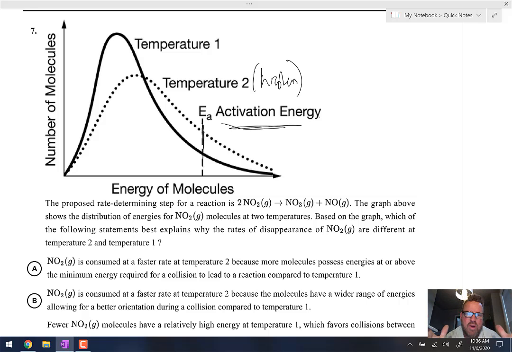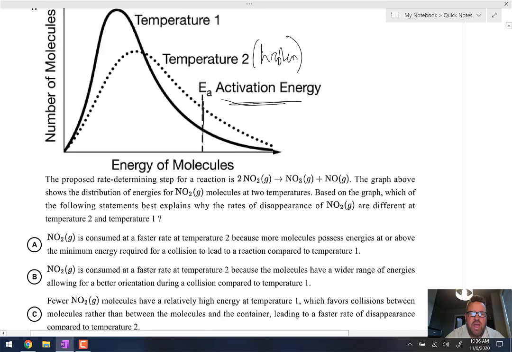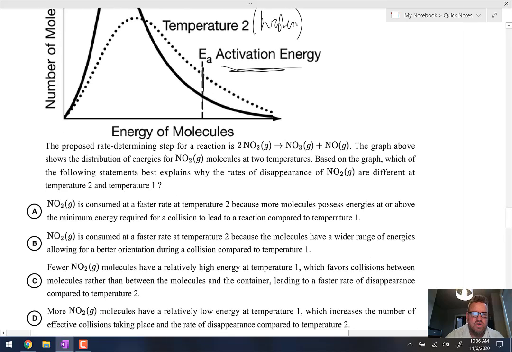Well, again, I think we probably just said it because we're at a higher temperature and more particles have enough energy to overcome that activation energy barrier. Okay, let's see. It says NO2 is consumed in A at a faster rate at temperature 2 because more molecules possess energies at or above the minimum energy required for a collision to lead to a reaction compared to temperature 1. I really like that answer. Let's check the other ones just to make sure, but I think A is the correct answer.